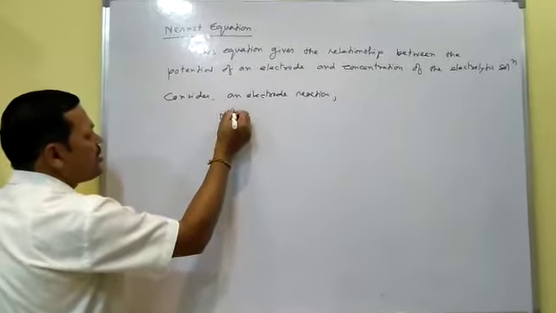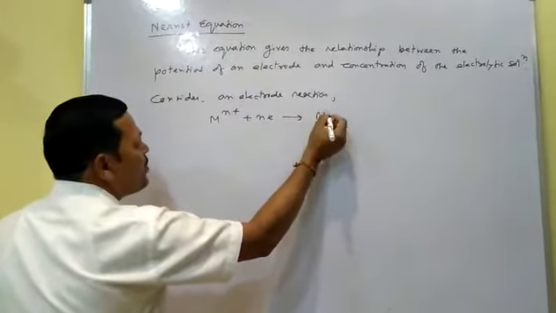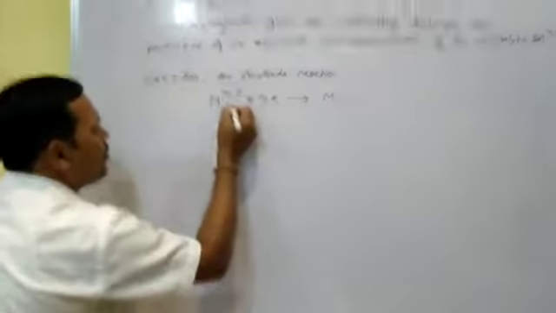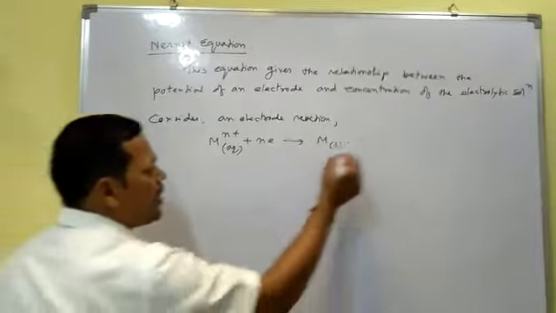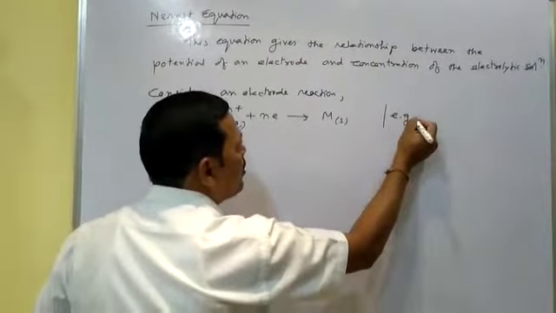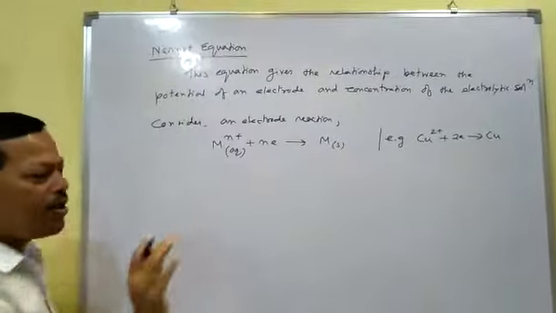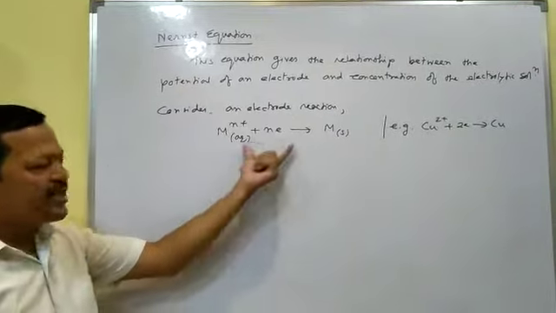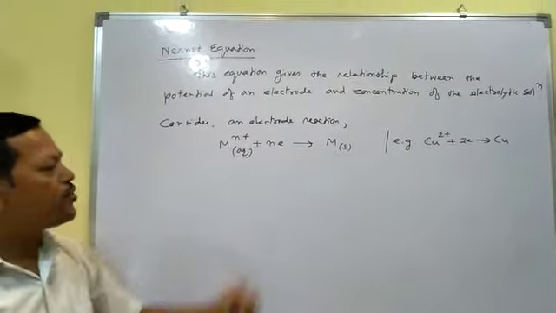Suppose the electrode reaction is this one: Mn+ plus n moles of electron gives M solid. Mn+ is aqueous. Suppose this is your electrode reaction. That means I have considered a general one. It is like this: copper 2+ gains 2 electrons and gives copper. Here M stands for any metal. So I have taken the general equation, Mn+ aqueous plus n electrons gives M solid.